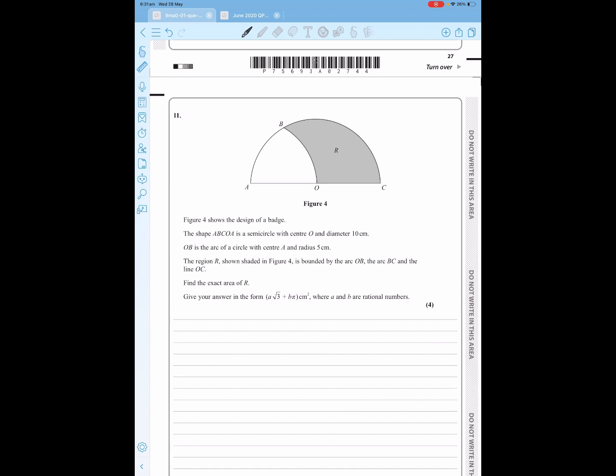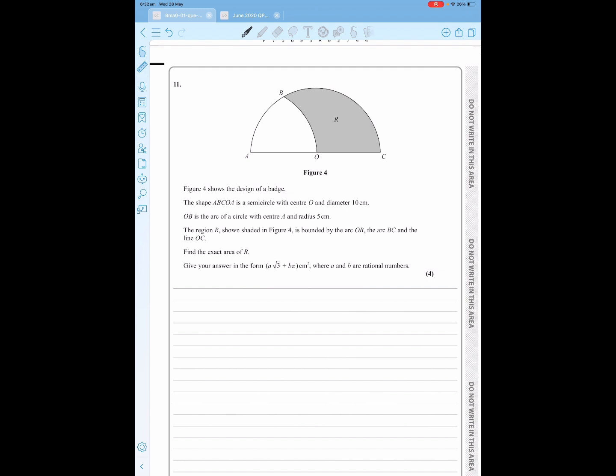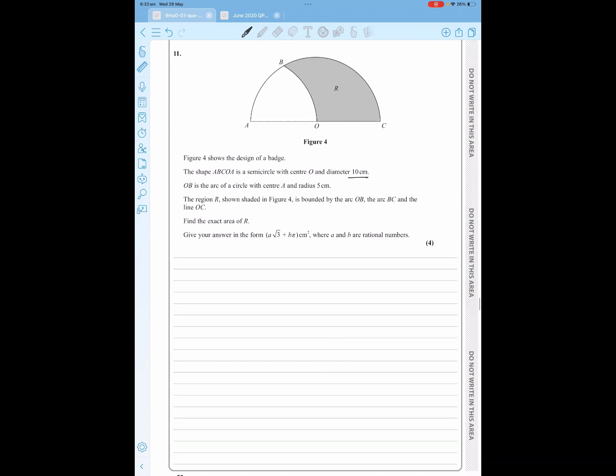It was about this semicircle badge type question. We want to find the exact value of r, and we need to give it in this form. So first, let's think of a general strategy. You would find the area of this semicircle, and then you can minus this white region to find the area of that gray part. So we know the diameter ABCOA is 10. So we can first just easily find the area of the semicircle.